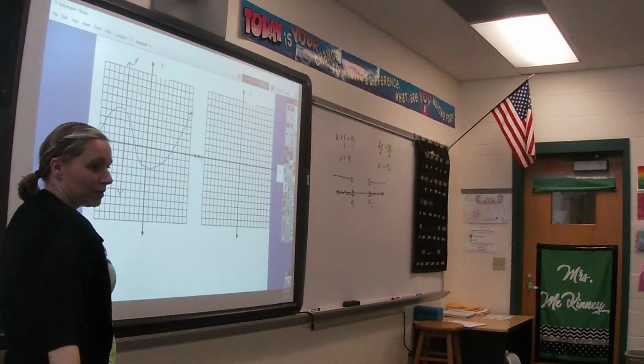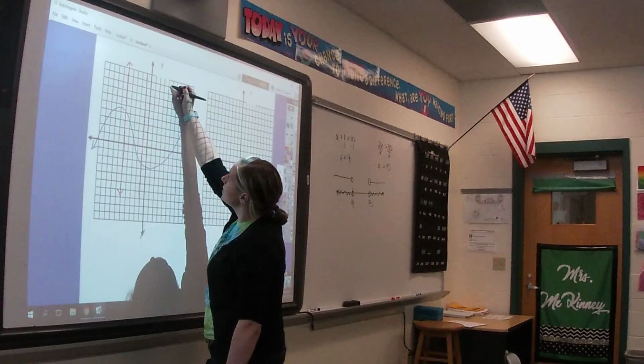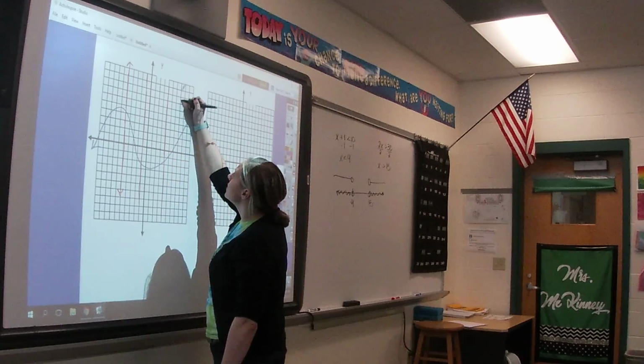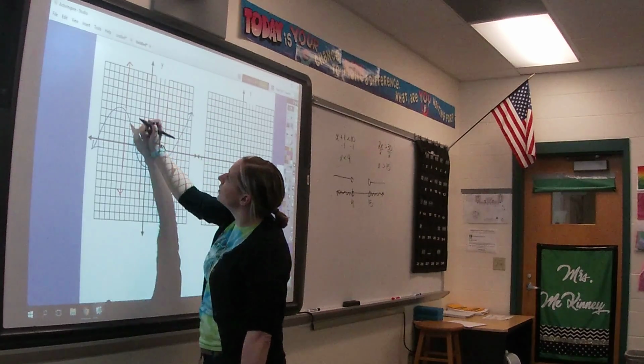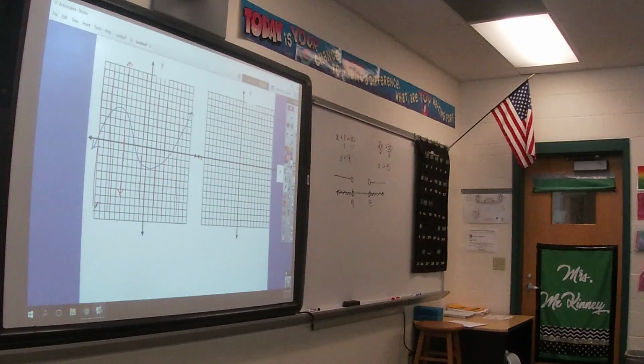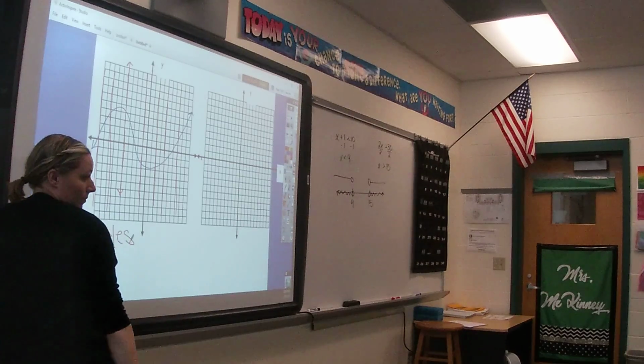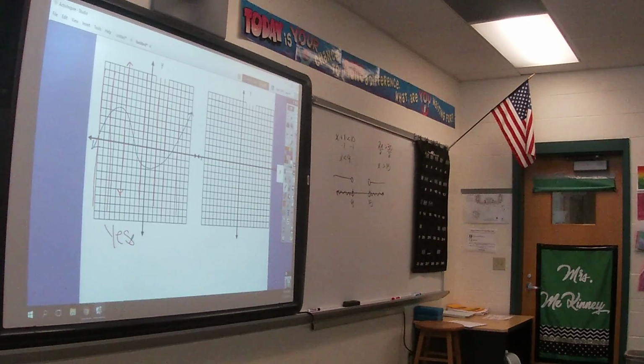Well, that touches once. That touches once. Once, once, once, once. Is there anywhere I'm going to be able to draw a vertical line that touches this twice? No. So vertical lines only touch once. So this is a function. Okay, touching it twice would be the repeat in the x value.